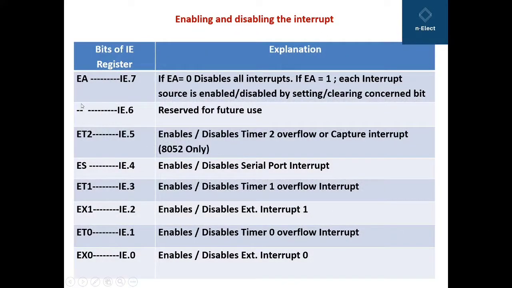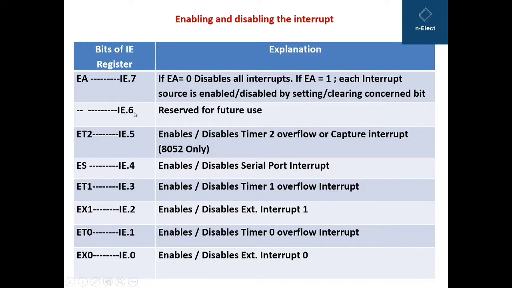So here you can see the bits of the interrupt enable register and the explanation for them. First is IE.7, that is the interrupt enable register 7th bit, that is EA. If EA is equal to 0, it disables all interrupts, and if EA is equal to 1, each interrupt source is enabled or disabled by setting, meaning making 1, or clearing, meaning making 0, the concerned bit.